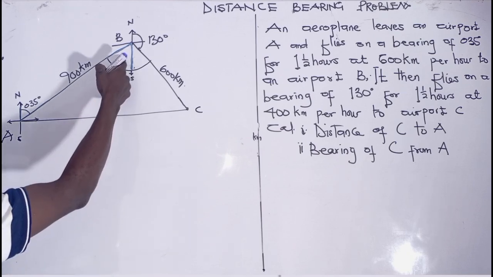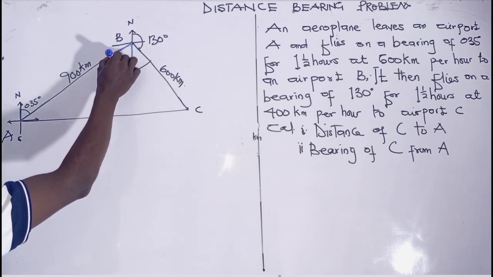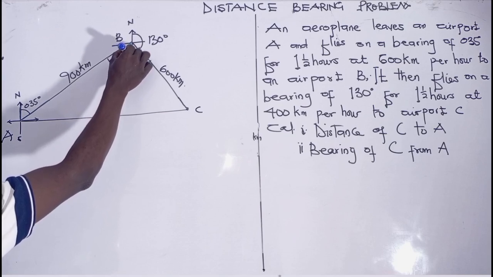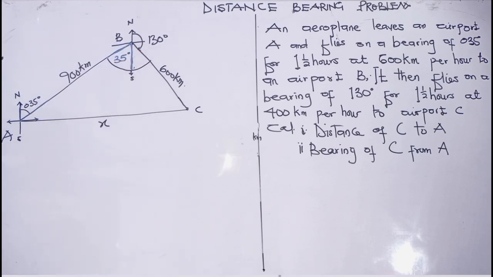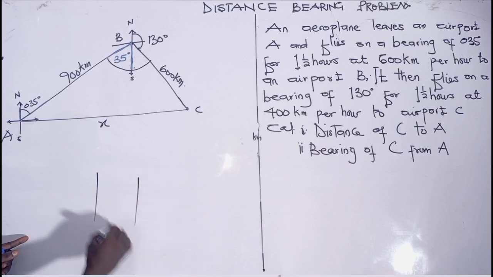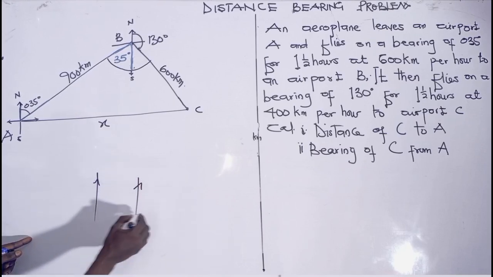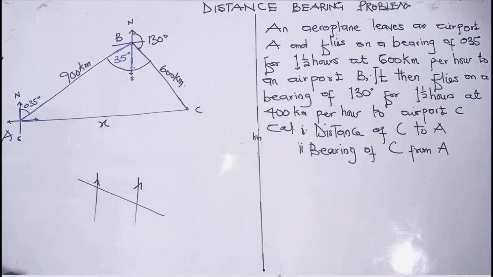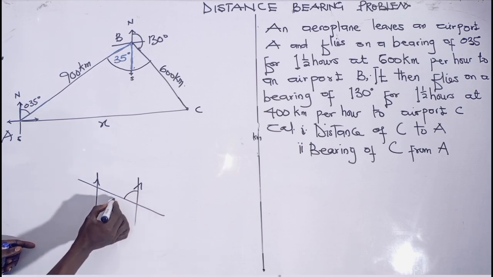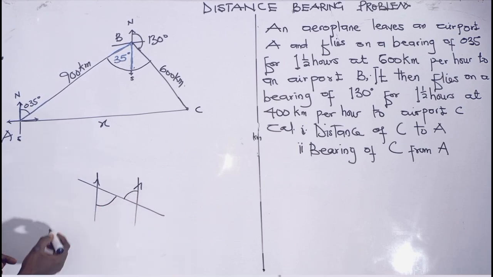So you can see that this angle is 35 degrees. That is the alternate angle concept: when you have two parallel lines being intersected by a transversal line, the angle from here is equal to the angle from here. So this is the concept that is helping us to find this particular angle.